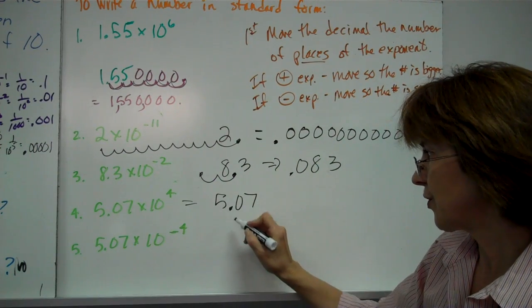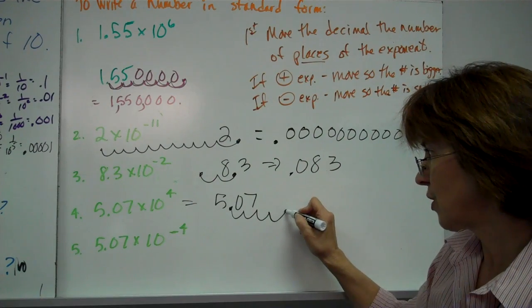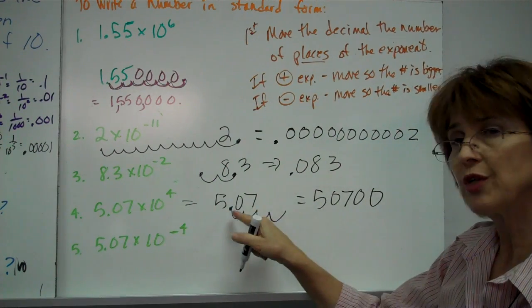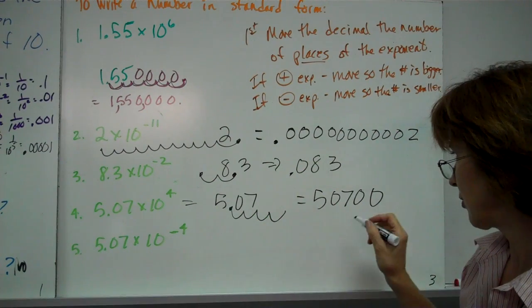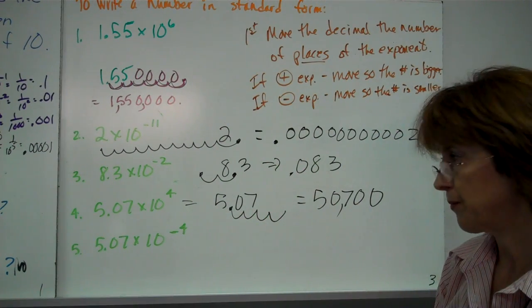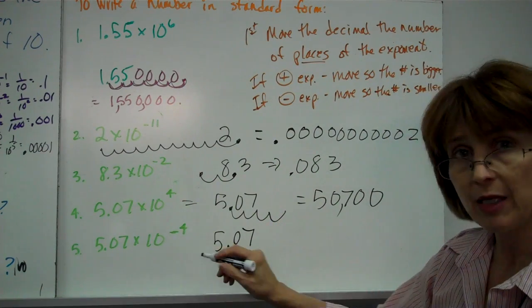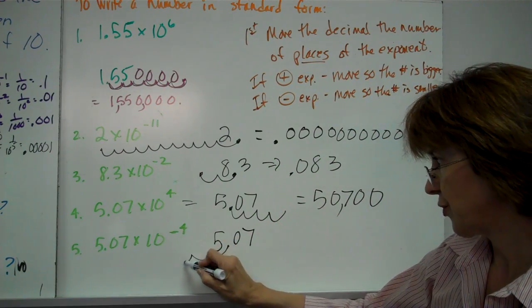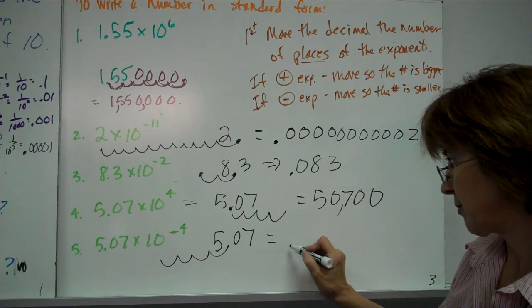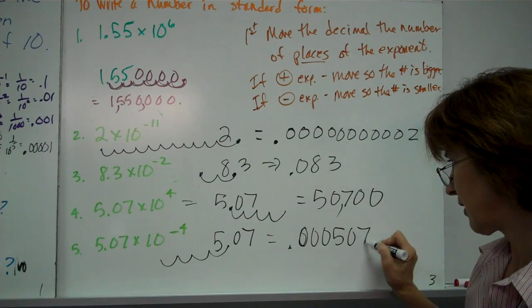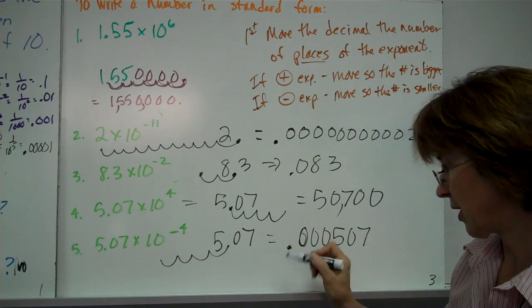5.07 times 10 to the 4th. That means 1, 2, 3, 4. So I have to put on how many zeros? Just 2 more, because I already used up 2 places with the 2 numbers there. And that'd be 50,700. Last one. Same number, but this time I got to move it 4 places to make it a small number. 1, 2, 3, 4. So this time I have to put on 1, 2, 3 zeros, and then a 507. Okay, no commas in that one, obviously.